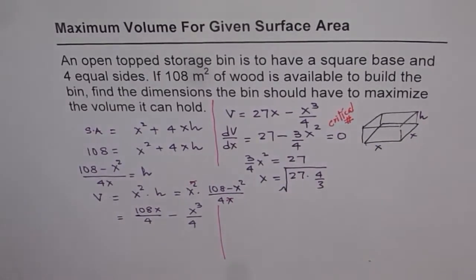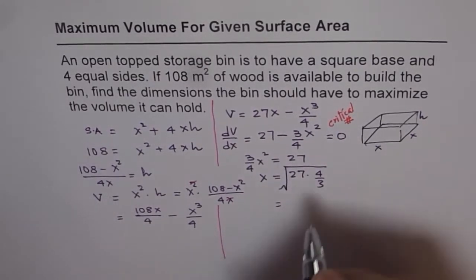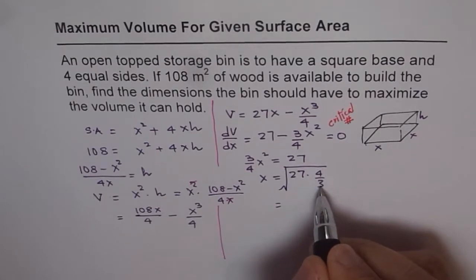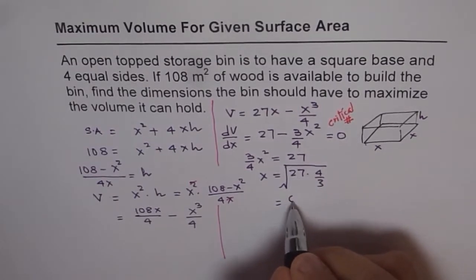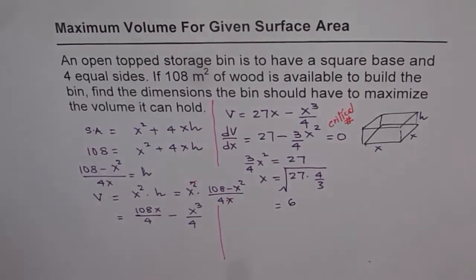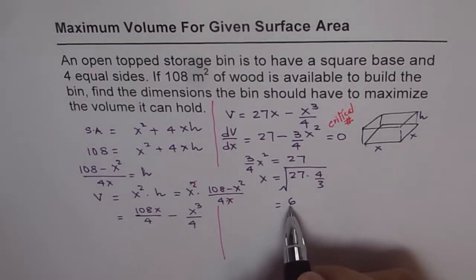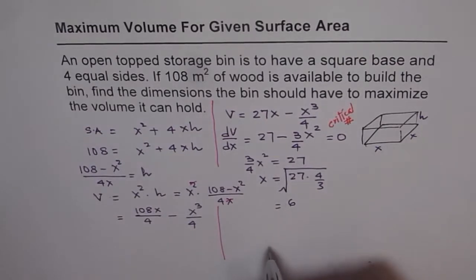That is what it is equal to, right? So this is 27 divided by 3 is 9. So 9 times 4 is 36, and the square root of 36 is 6. So we get 6. That's a good value. So we get a critical number, x equals 6. So that is one value to check.